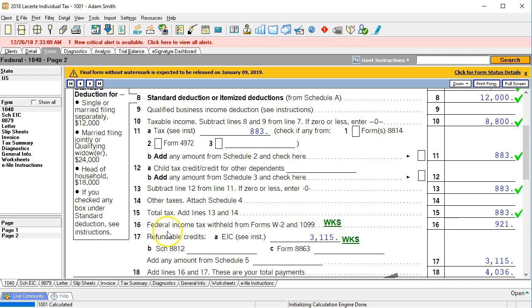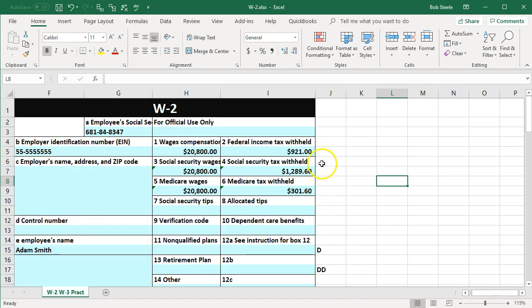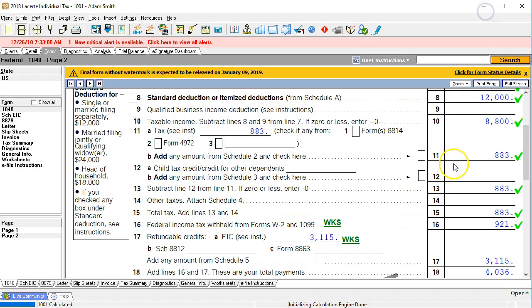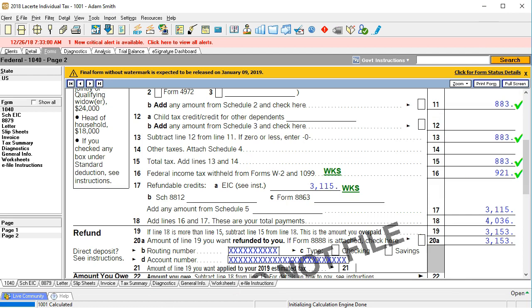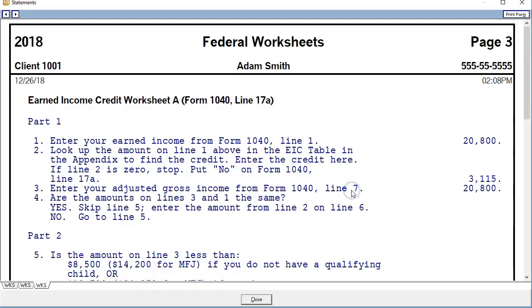We then have the federal income tax withheld from the W-2, that being the 921. So that's the amount of withholding on the W-2 reported in box 2, 921 for the withholdings in our W-2. We then have an earned income calculation, and this being due to the fact that our income level is below a certain standard. If we see the worksheet, we could see the calculation.